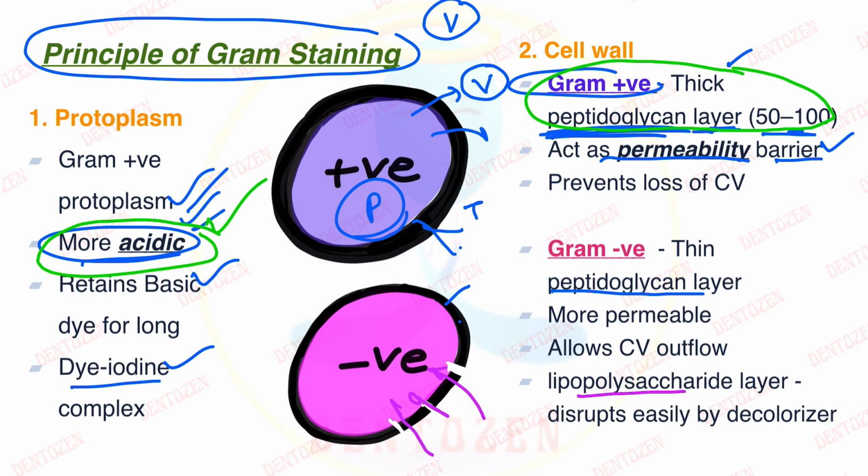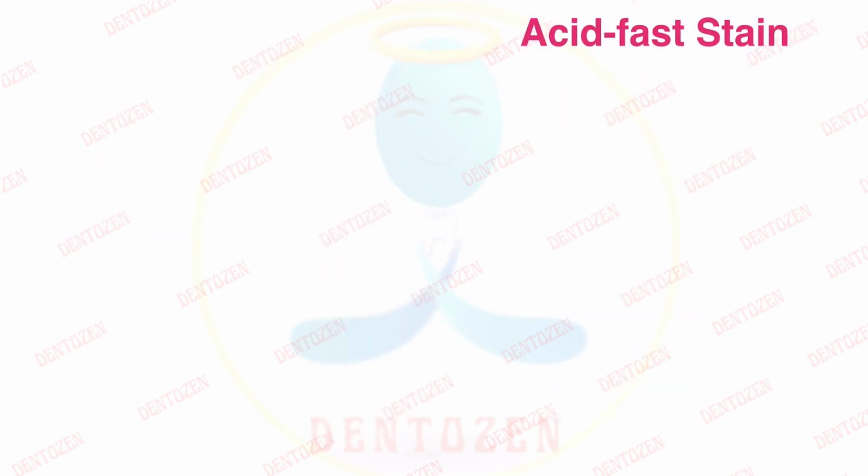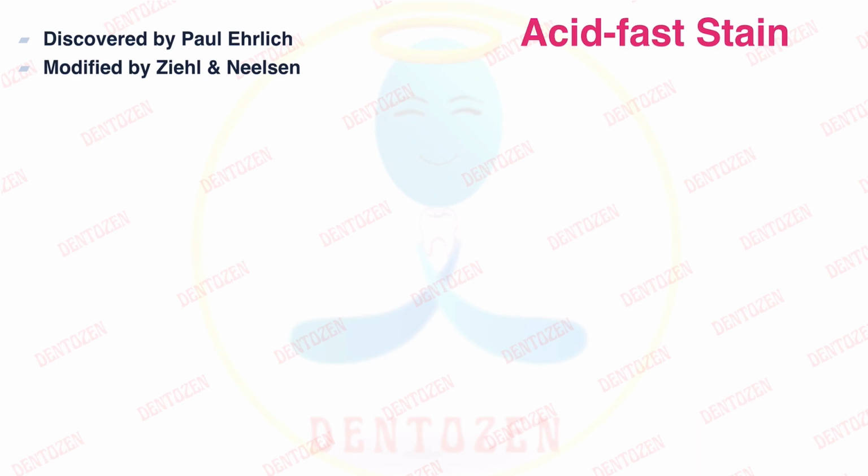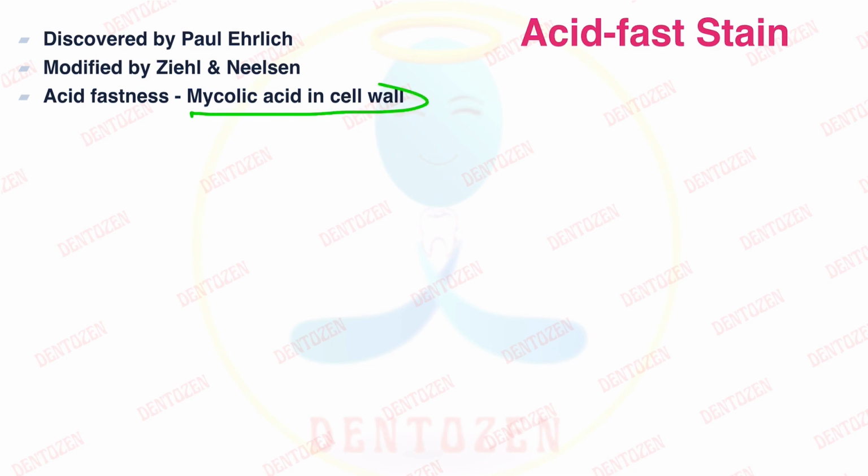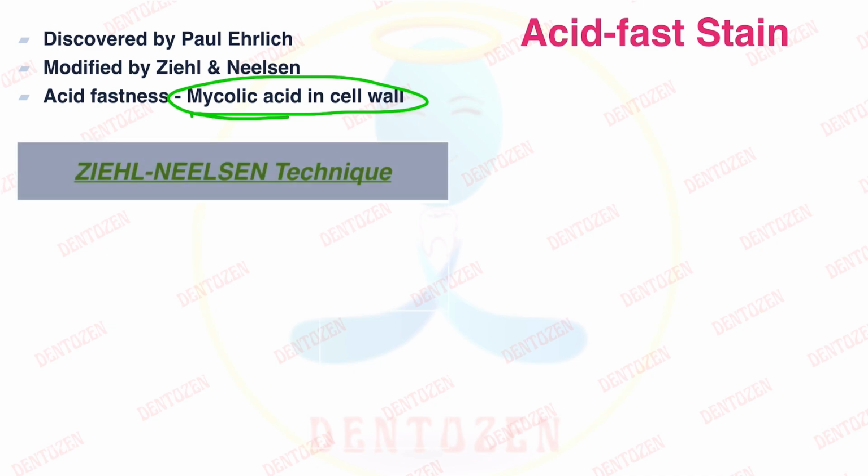Now let's talk about second, acid fast staining. This was discovered by Paul Ehrlich and modified by Ziehl and Neelsen. So some bacteria which have mycolic acid in their cell wall, they are called acid fast bacilli, whereas the others are non-acid fast. So let's see the technique. Again, there are two stains. So first we prepare the smear. Now these acid fast stain bacilli, example is Mycobacterium tuberculosis.